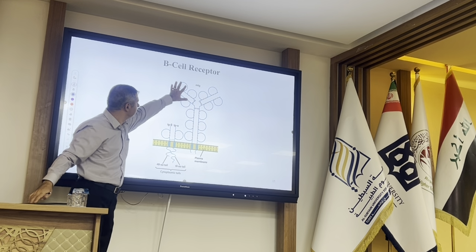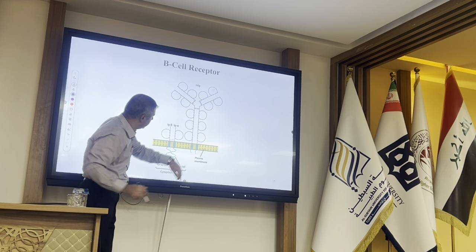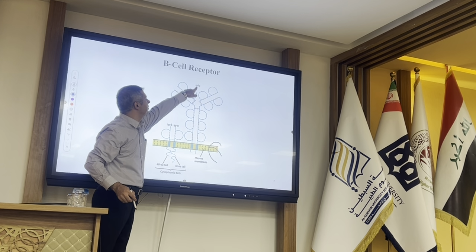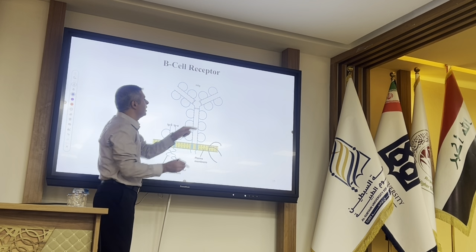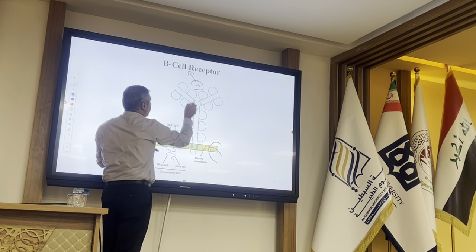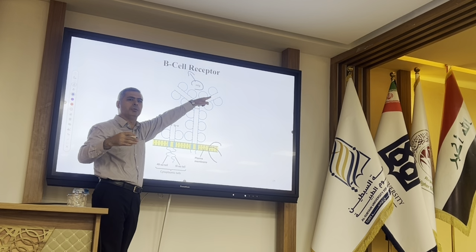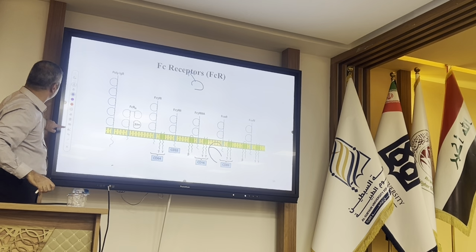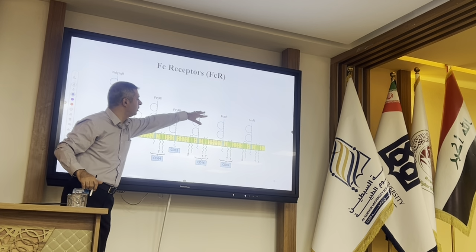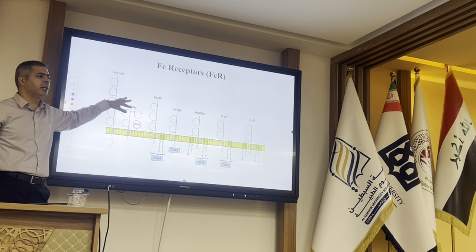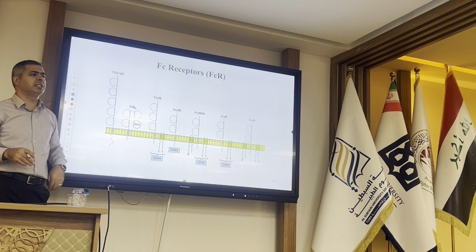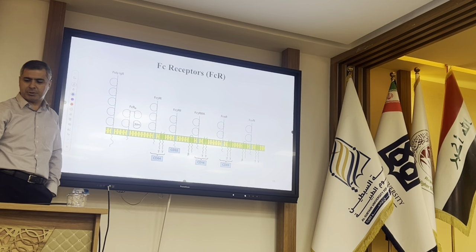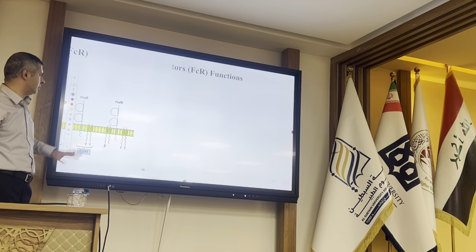So you can see here, this is an antibody which is bound to the cell membrane. It is bound to the cell, and that's why it is called membrane immunoglobulin. This is another name for BCR, membrane immunoglobulin. I told you, immunoglobulin is another name for the antibody. So we have different kinds of Fc receptors. I told you what an Fc receptor is. Fc receptor is a receptor for the Fc region of the antibody, and many functions of antibody are mediated by these Fc receptors, which I'll talk about one by one in the next slides or next lectures.